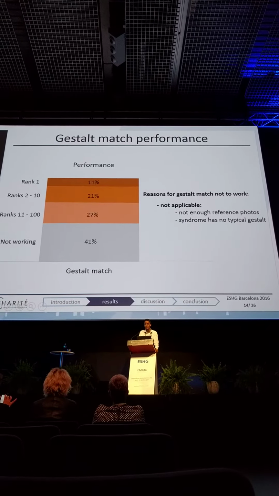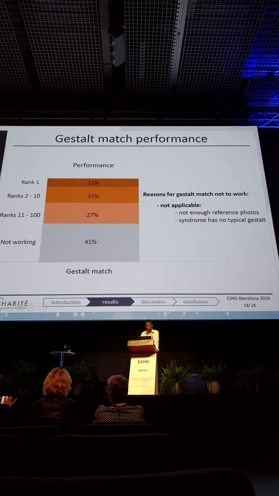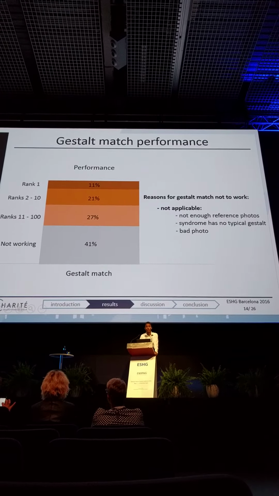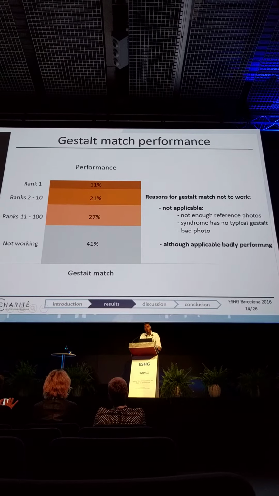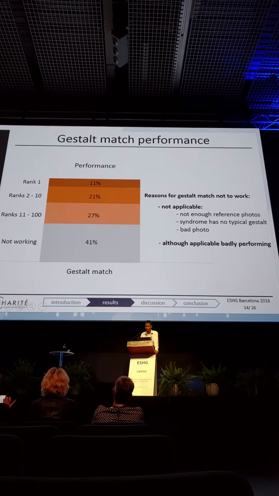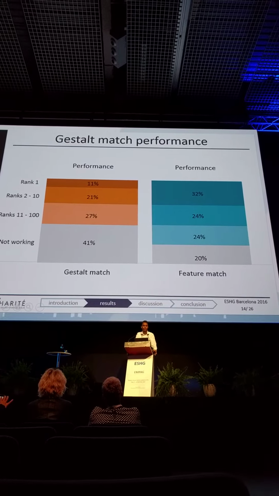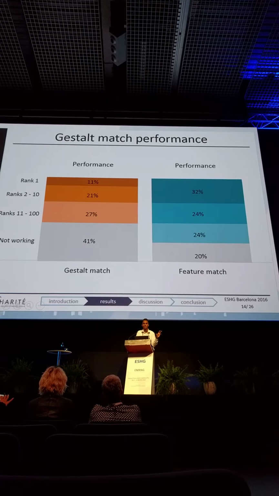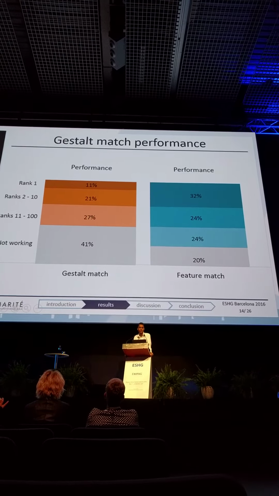And another one could be the syndrome has no typical Gestalt, so you cannot infer the diagnosis from the image. Or you use a bad photo. And it's also possible that although the tool should be applicable, it still badly ranks the correct diagnosis. FDNA also provides a feature match tool, which is a classical tool which takes a list of the patient's symptoms and signs and connects them to a list of differential diagnoses.